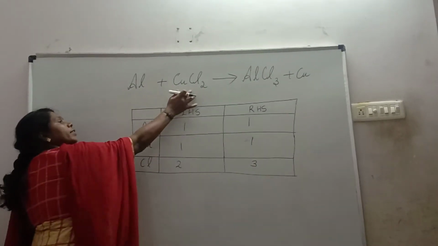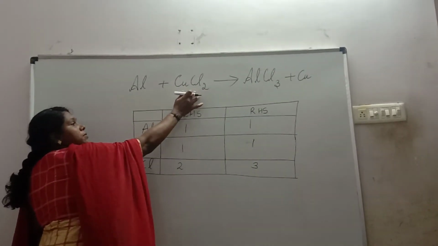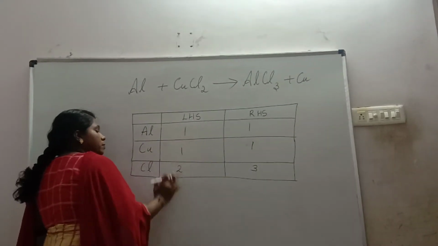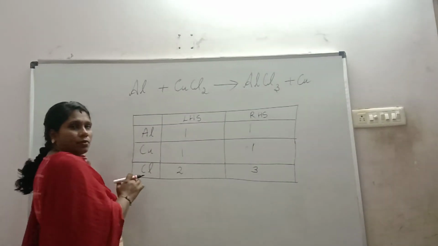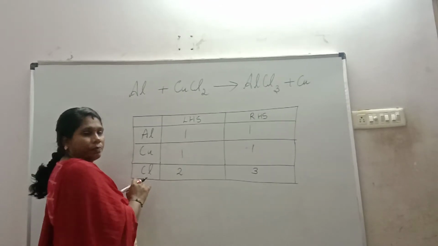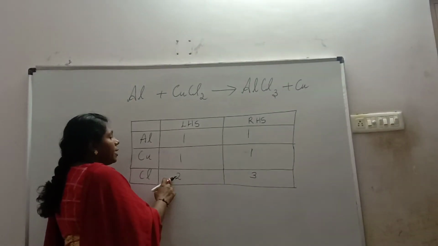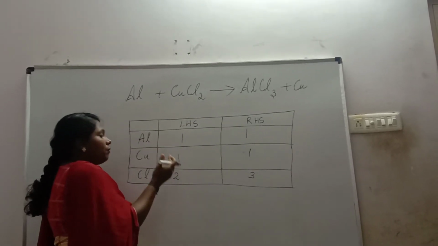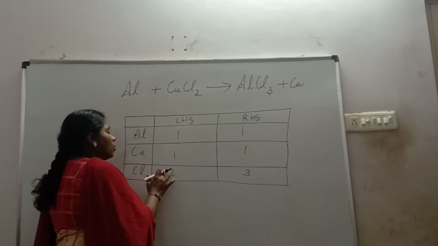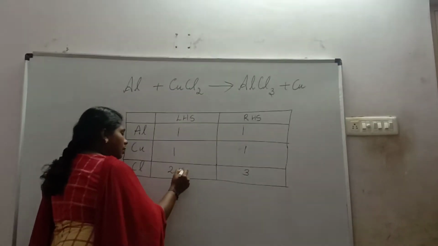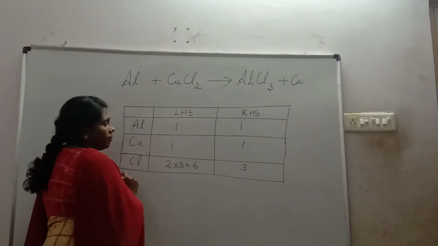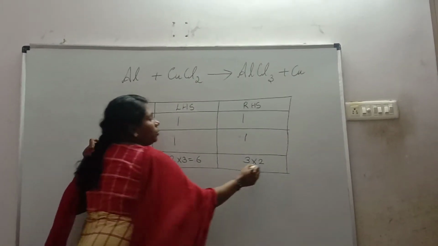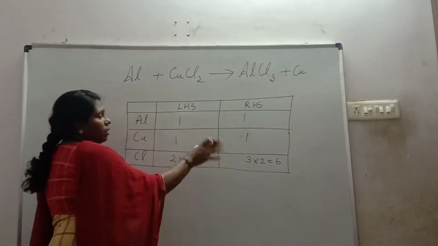What about chlorine? Left-hand side, 2 atoms here, and 3 atoms there. Aluminium balanced, copper balanced, but chlorine is not balanced. We want to balance the chlorine atoms. Here 2 chlorine atoms, there 3 chlorine atoms. What will you do? If we multiply this chlorine atom with 3, we will get 6. We multiply with 2, we will get 6. Now it will be balanced.